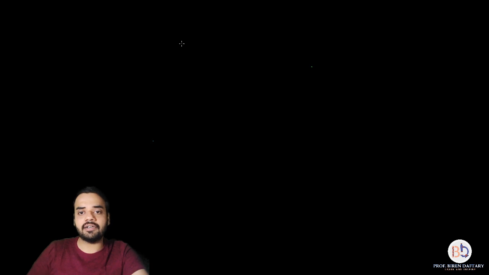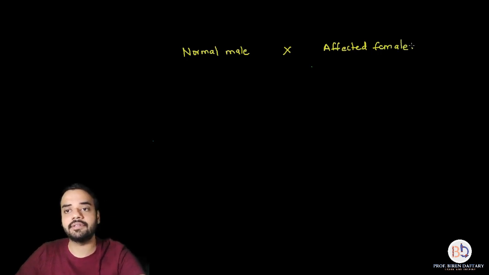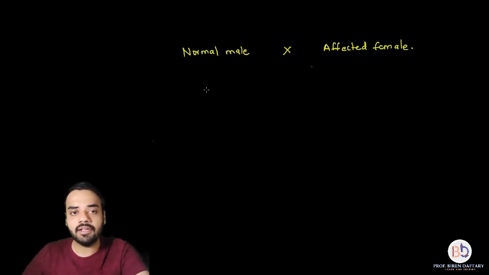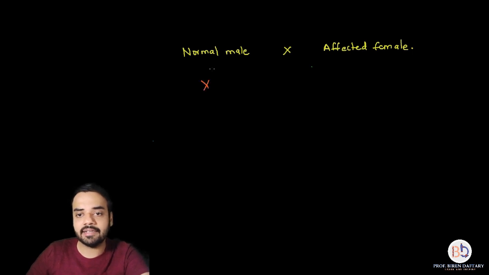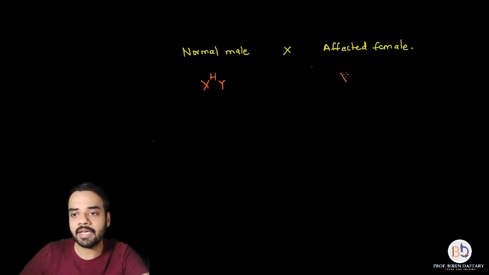So now let us take the example of a cross between a normal male, and this is with regard to hemophilia. A normal male is crossed with an affected female. What do you think? What will happen? So first of all, let us write down the genotype. The normal male can be written as X capital H, Y. Affected female, X small h, X small h.